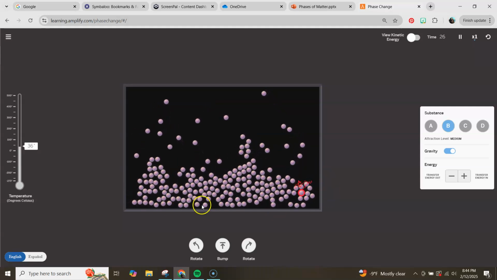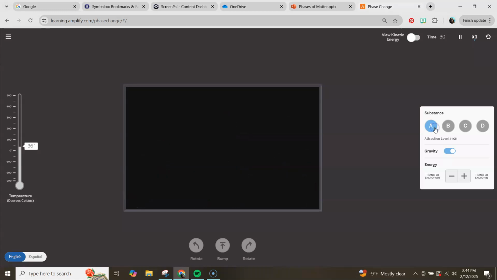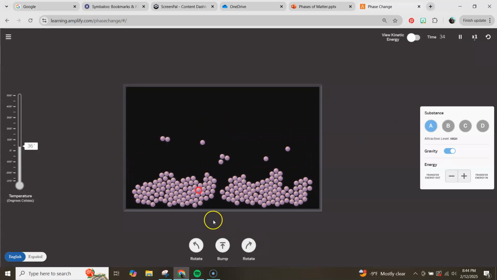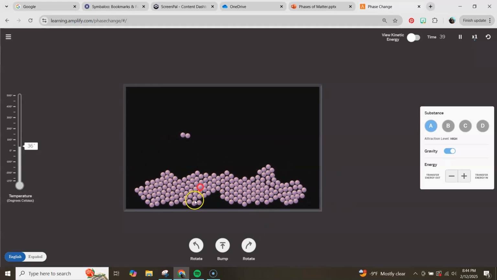And for the most part, most of these atoms and molecules are staying at the bottom of the container. So this would actually be a liquid. Okay, if we look at this one here, we've got one molecule kind of staying in place, moving next to the other ones. We can see it's maintaining some kind of shape.